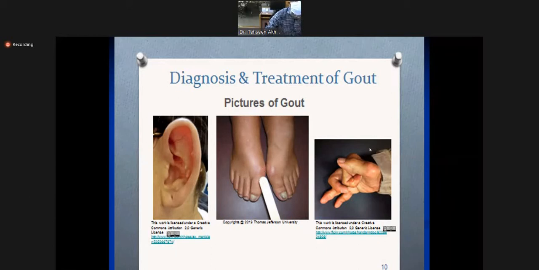And this picture is usually not seen today, because it's a very chronic complication of gouty arthritis when the patient is not treated, and then this type of bony abnormalities you usually do not see nowadays. It's an old picture.